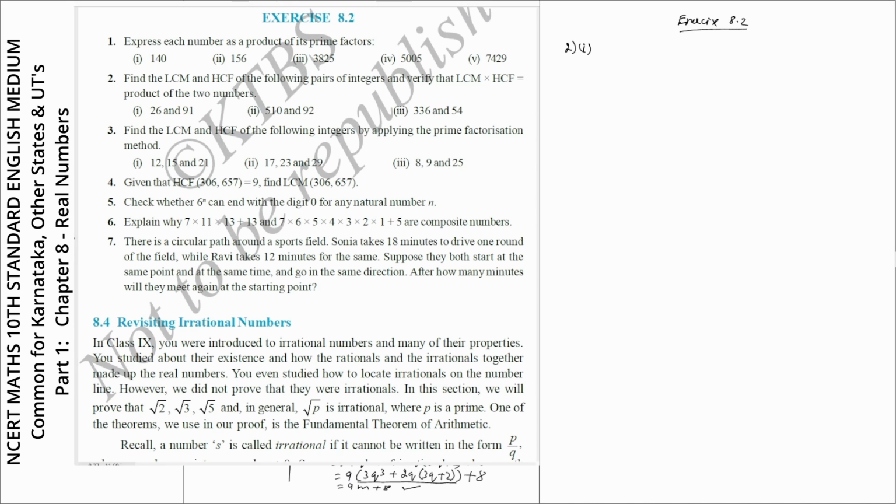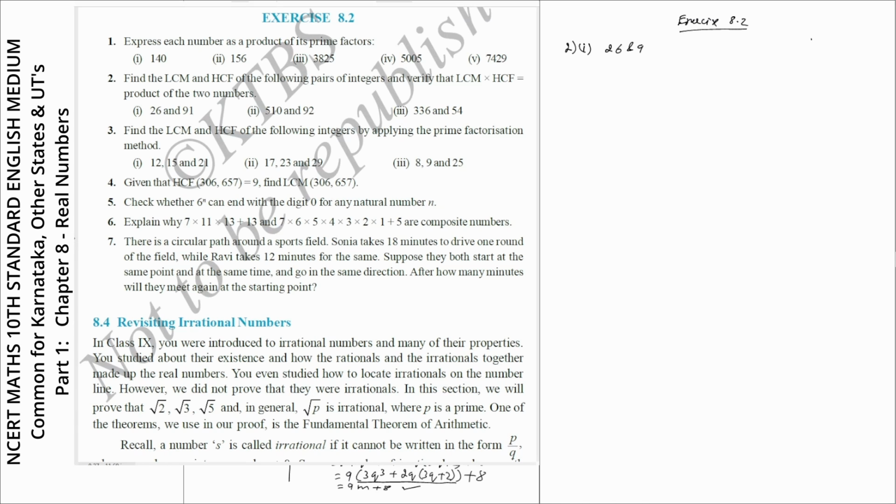Exercise 8.2, question number 2. Find the LCM and HCF of the following pairs of integers and verify that LCM into HCF is equal to the product of the two numbers. So the first sub-question is 26 and 91.